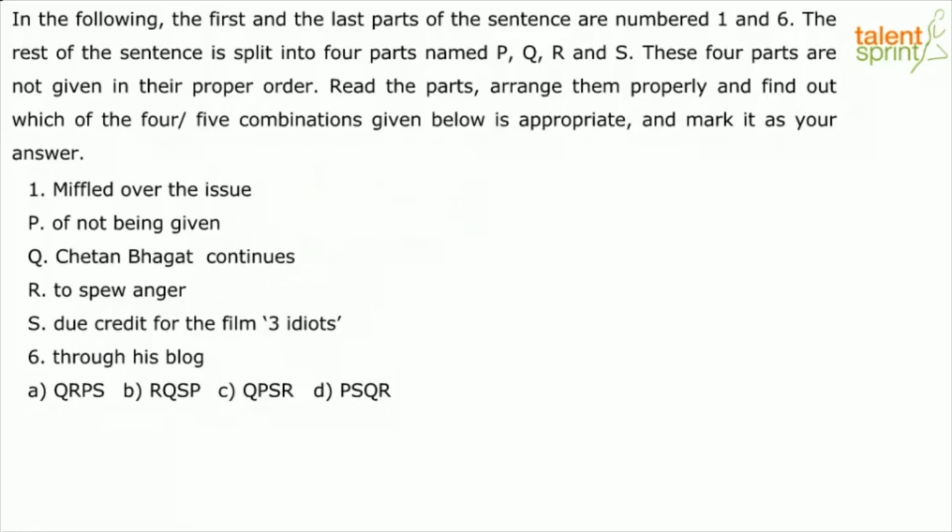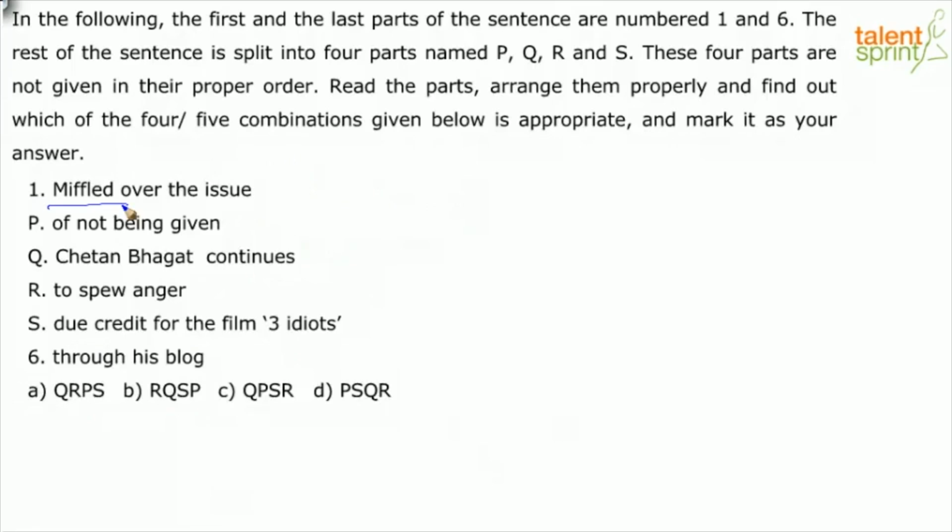Of not being given due credit for the film 3 Idiots, Chetan Bhagat continues to spew anger. So what's it going to be? What's the sequence? Augustine says D. Yeah, so it's between A or D. I hope you understand the meaning of the word miffled. What's the meaning of miffled? You're offended, right? You're annoyed because something is not going the way you want it to. So miffled over the issue, okay.